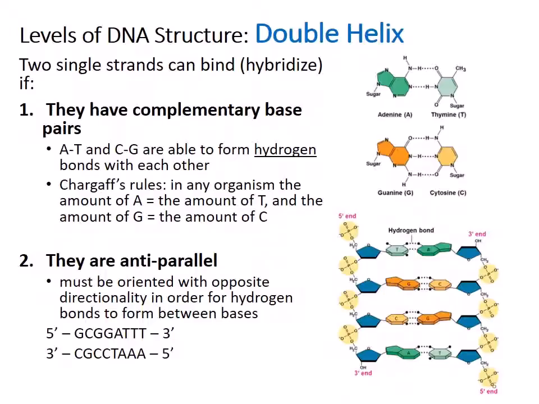The strands also need to be anti-parallel, so they have to be oriented in opposite directions. The 5' end of one strand is going to be binding with the 3' end of the other strand. It's kind of like stacking your arms with your fingertips on one side to the elbow on the other side. And when you do that, your other side elbow is going to be with your fingertips. They need to be complementary and they have to be anti-parallel.